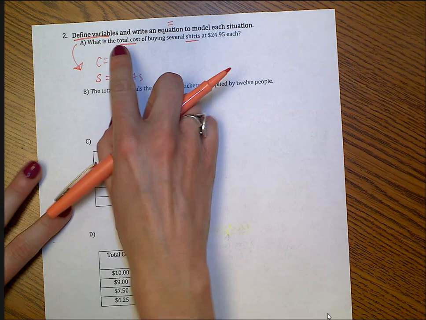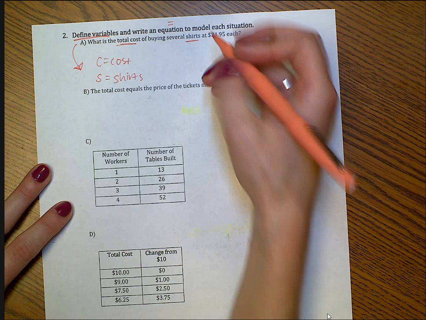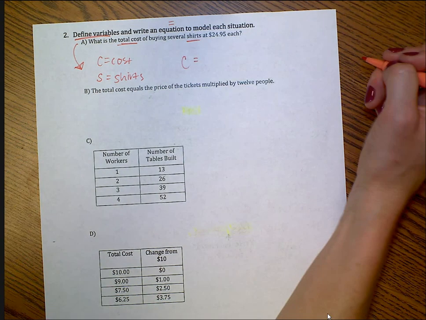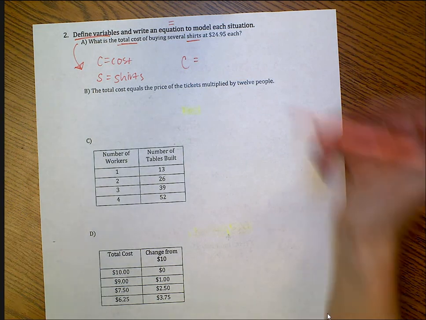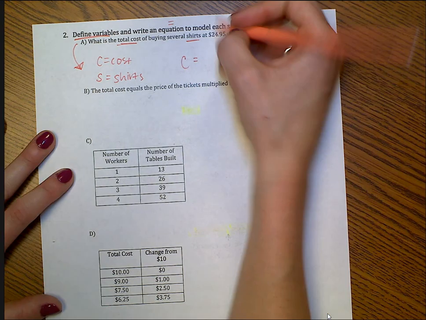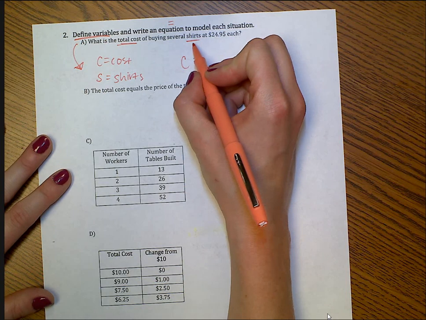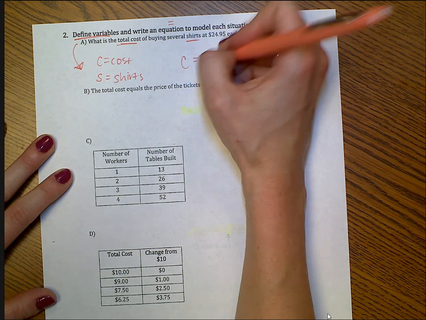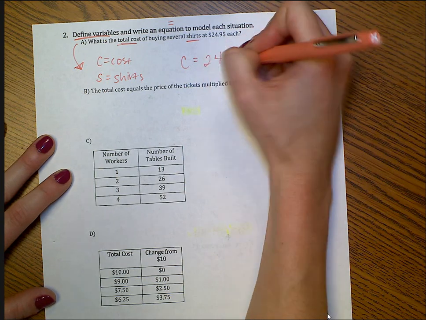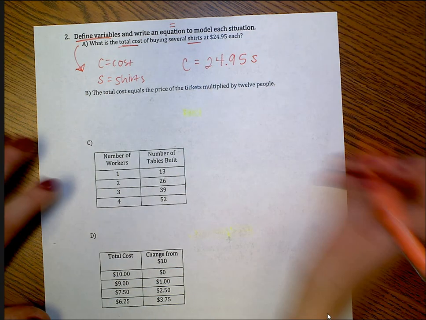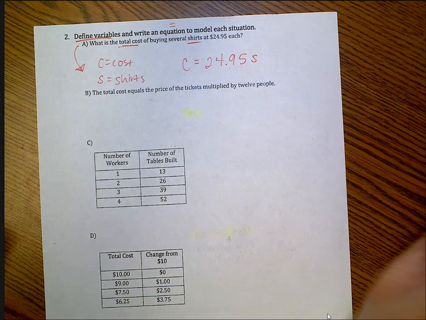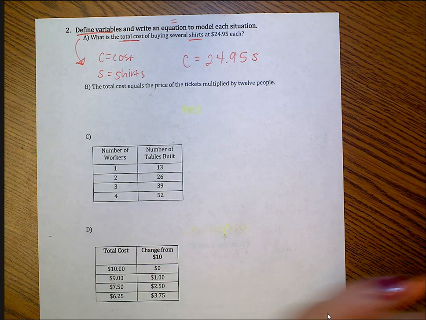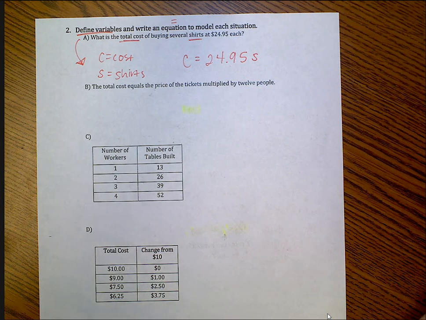If you're talking about total cost, that is going to go by itself. Okay, so I want to know how much I'm going to spend. That's what I'm trying to figure out. So my cost is going to equal, let's see, I don't know how many shirts I'm going to buy, but I know multiplication is going to represent this because I'm just going to multiply $24.95 by how many shirts I'm getting, and that's going to give me my cost. I got my equal sign, there's my equation. I could use this to figure out how much I'm going to spend, plus tax.